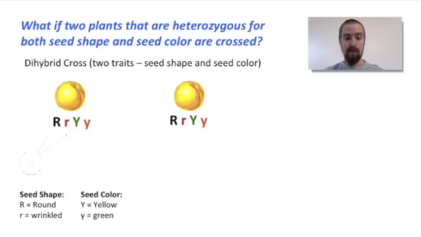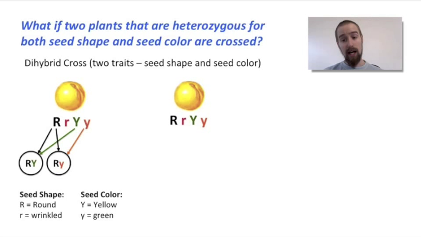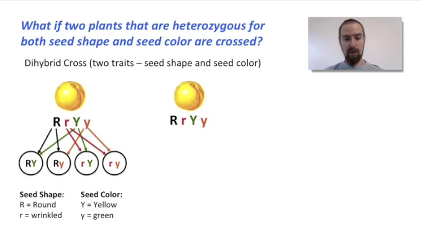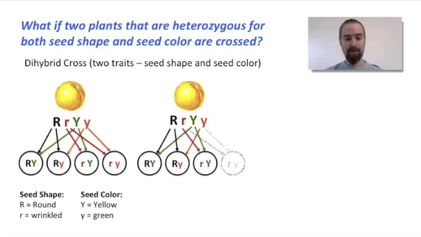Just like before, there are 4 possible combinations of these alleles that could end up in the gametes produced by this plant. Those gametes could contain either 1 big R and 1 big Y, 1 big R and 1 little y, 1 little r and 1 big Y, or 1 little r and 1 little y. The same is true for our second parent plant.